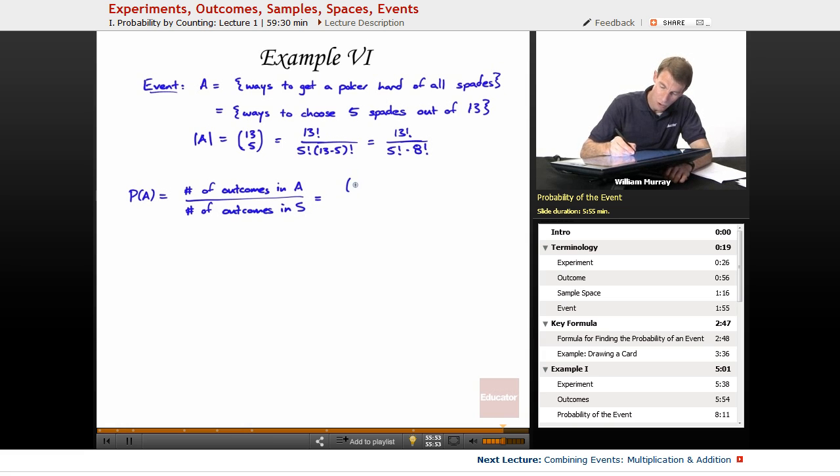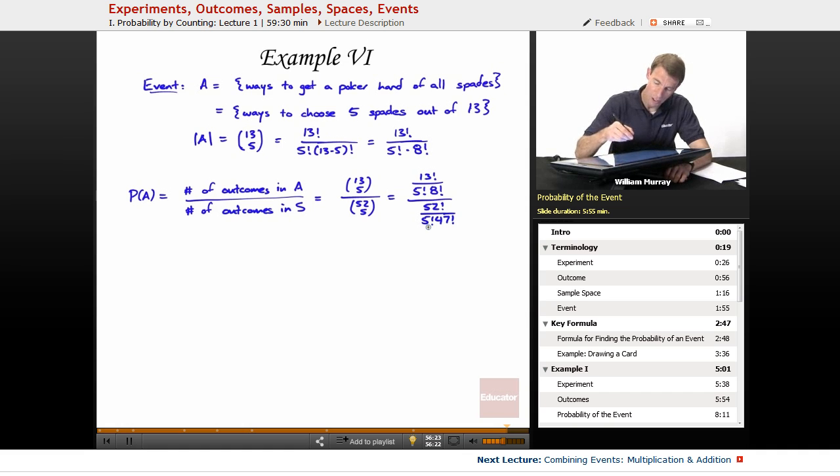And we already calculated both of those. It's 13 choose 5 divided by the total number of poker hands we can get, which is 52 choose 5. We could simplify that down if we wanted. 13 factorial divided by 5 factorial times 8 factorial, and we already saw above that 52 choose 5 is 52 factorial divided by 5 factorial times 47 factorial. We could simplify that a bit farther. We could cancel the 5 factorials and flip up the denominator.